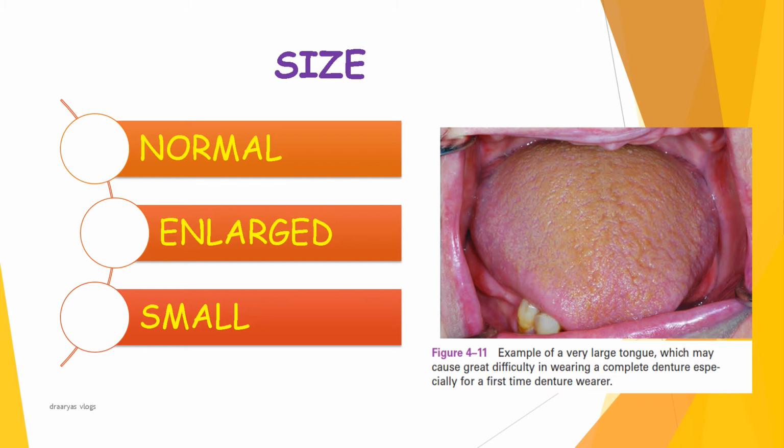The presence of a large tongue decreases the stability of the denture and compromises impression making, and tongue biting is most common after the insertion of the dentures. And a small tongue does not provide an adequate lingual peripheral seal.